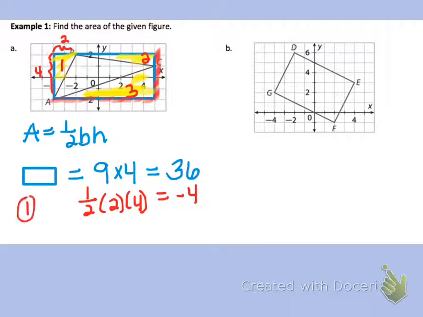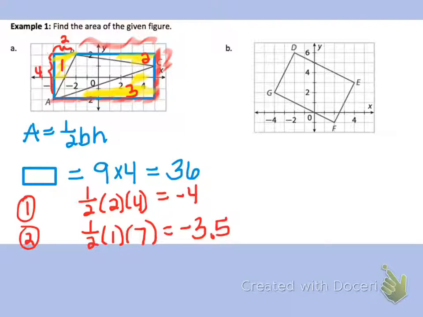Now, triangle number 2, over here, it has these dimensions. It's also a right triangle. Its base here is actually 1. So that's 1/2 times 1. And then the longer dimension is 1, 2, 3, 4, 5, 6, 7. So that's 1/2 times 1 times 7, which is 3.5.